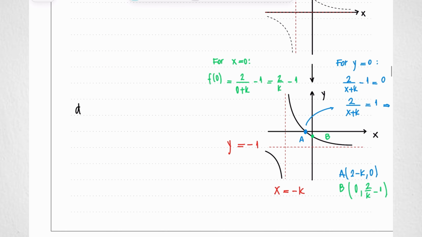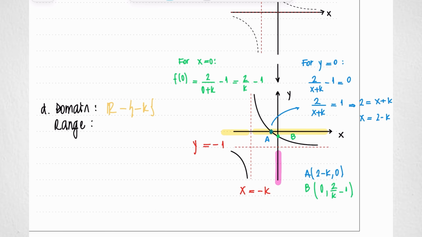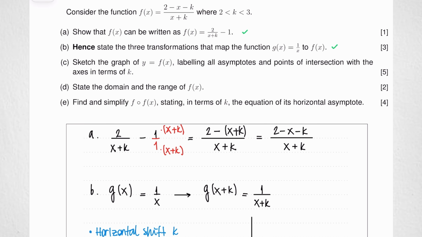Now we can jump to question D, which is to find the domain and the range of this function. The domain should involve all x values with the exception of the vertical asymptote, which means all real numbers except for negative k. And for the range, excluding the horizontal asymptote, we have all real numbers except for negative 1. And now we can jump to question E, which is to find the composite function f of f of x. And with that, stating what is the equation of the horizontal asymptote.